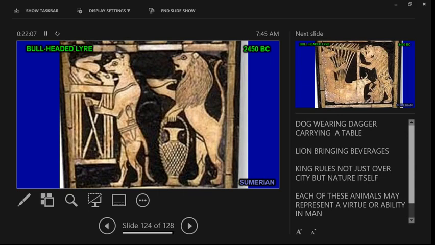I just think it's weird. We have a dog wearing a dagger and carrying a table, followed by a lion bringing beverages. And art historians think that the message is that the king rules not just over the city, but over nature itself. And each of these animals may represent a virtue or an ability in man. Like a dog would be a symbol of loyalty, and a lion, courage.